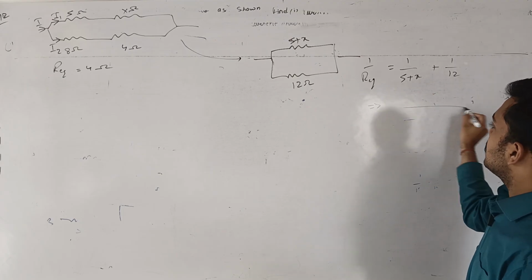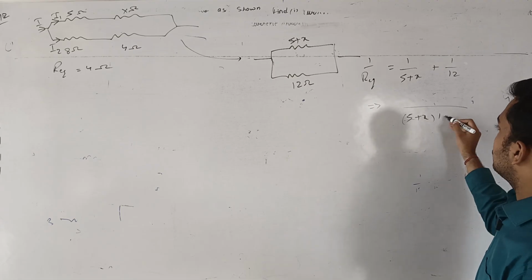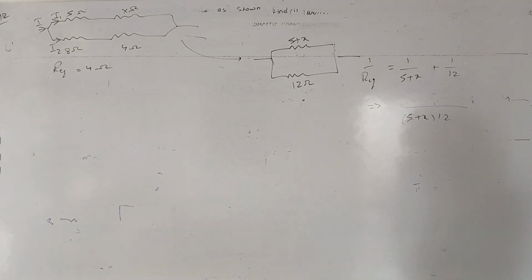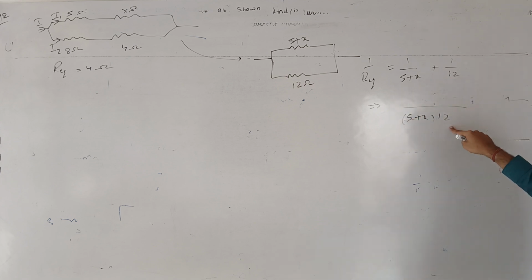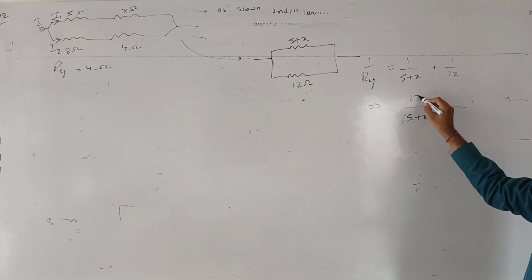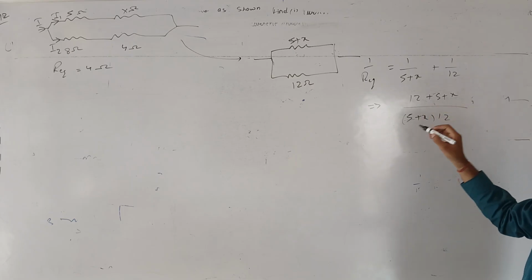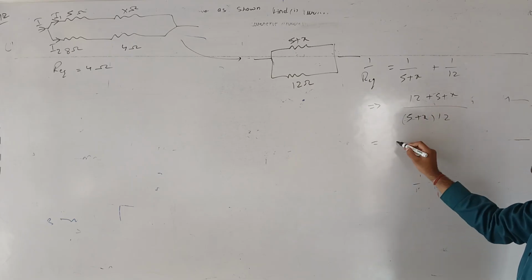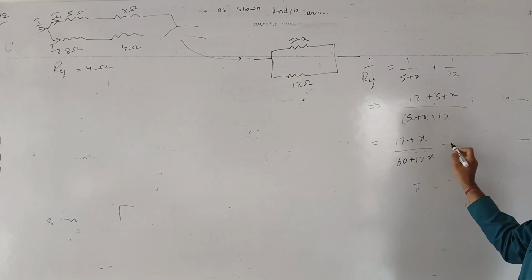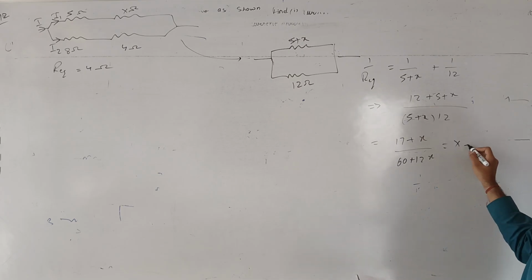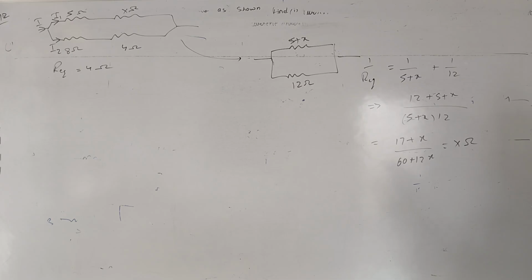So we'll take the LCM. We get 5 plus X into 12. Since we don't know the value of X, the LCM will simply be the multiplication of both terms, to make the denominator the same. So here we get 12 plus 5 plus X, which is 17 plus X, divided by 12 fives are 60 plus 12X. And this is given as 4 ohms, so the equivalent is given as 4 ohms.